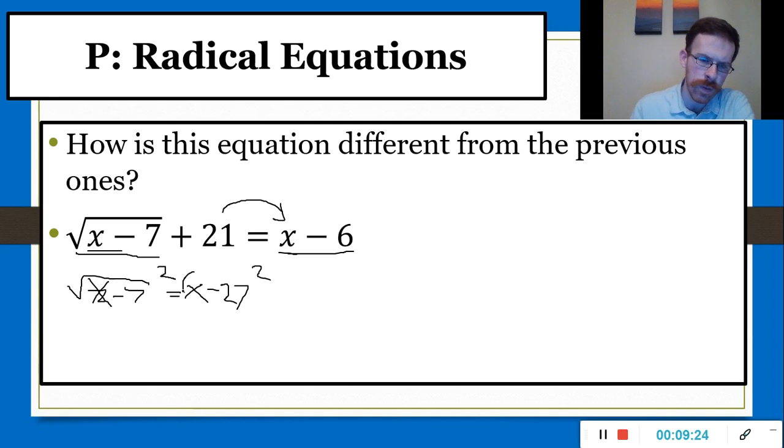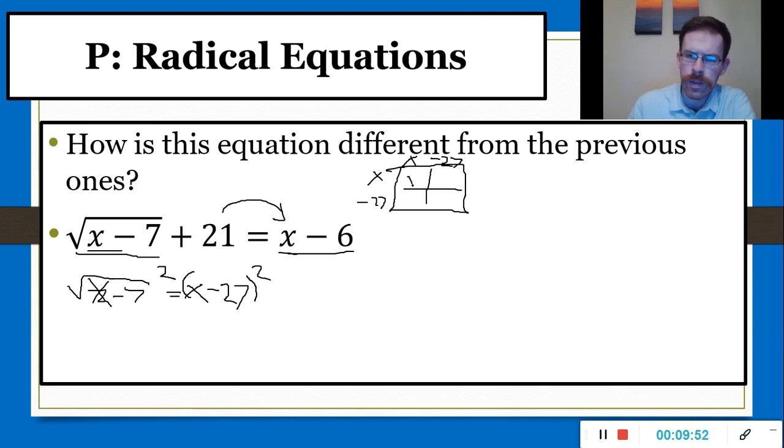Squaring. Now, if you square the left side, it's not going to be x squared minus 27 squared. You have to do the box method, or you could FOIL it. Either would work for you. So I have x minus 27 and x minus 27, and so this is x squared, then minus 27 times x gives me a minus 27x. I think we've done the box method before.